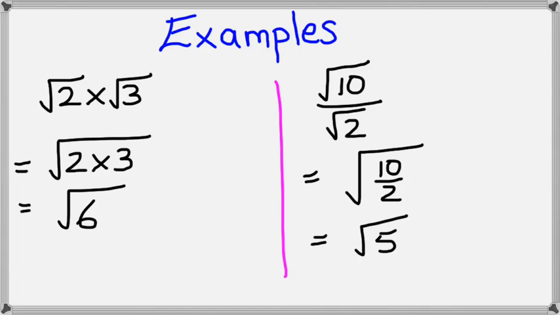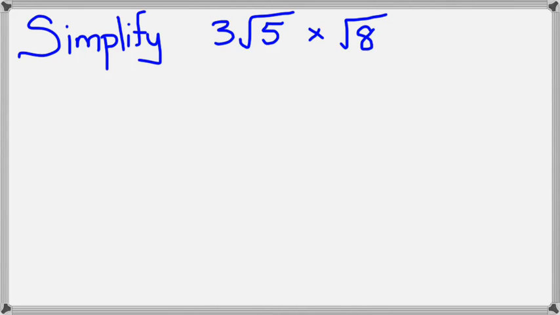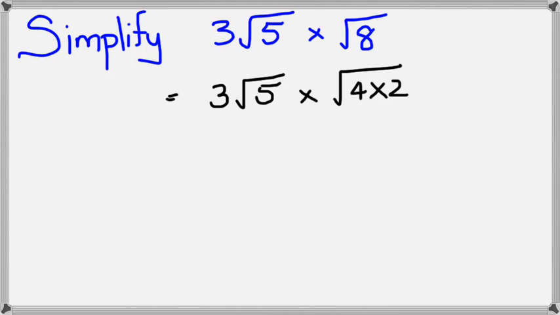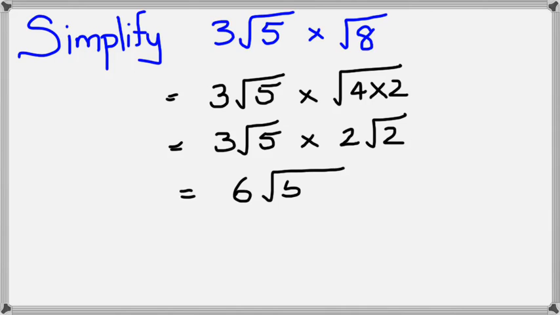Okay, getting a little bit more complicated with the examples. Well, not so complicated really, but simplifying 3 square root of 5 times square root of 8. In this case, we could actually do it in two ways, but I'm going to do the first method here, which is 3 square root of 5 multiplied by, now 8 can be written as 4 times 2, and so this would equal 3 square root of 5 multiplied by 2 square root of 2. Going further with this, I would get 6 square root of 5 times 2, which then equals 6 square root of 10.